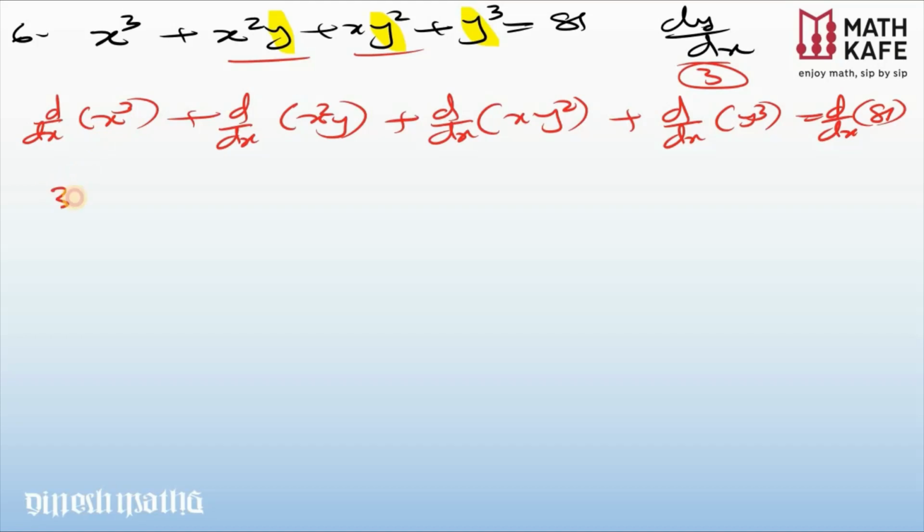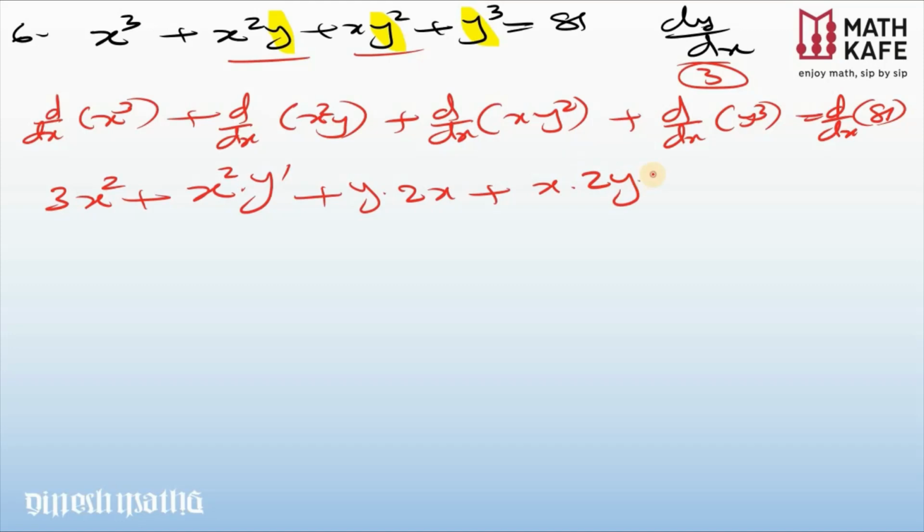Now x cube gives 3x square, and the derivative of x square y, by the product rule, is x square into the derivative of y. I am writing y dash instead of dy by dx. Both are the same thing. Plus y into 2x. And x y square means x into y square, so 2y y dash, plus y square. And y cube will be 3y square. Push it down, take 1 away, and as it is a y, we land on a y dash. And the derivative of 81 is 0.